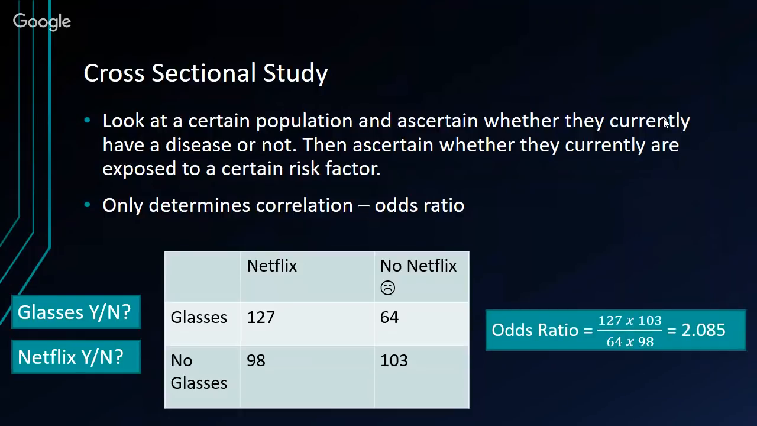Yeah, that's cross-sectional. So you're seeing who currently has this risk factor that you're investigating and then who currently has the disease or outcome. So it's all at one point of time.